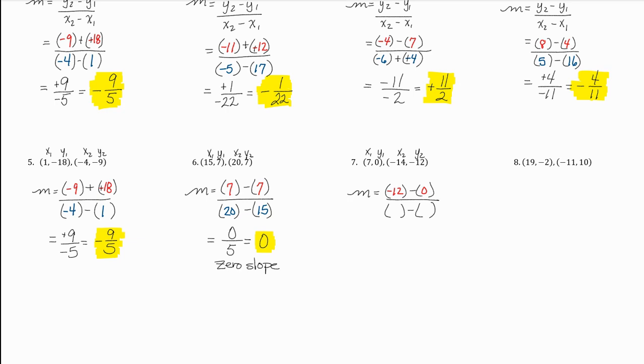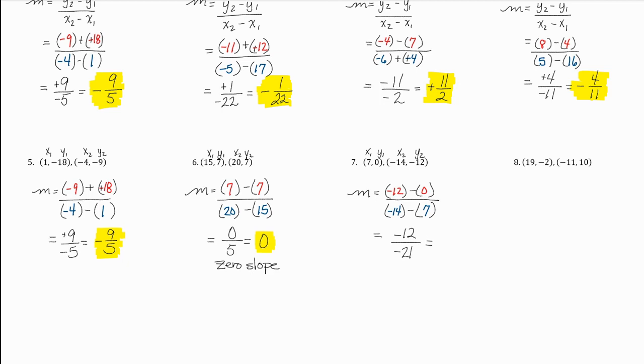And x sub 2 is a negative 14. And x sub 1 is 7. So simplify. Negative 12 minus 0 is a negative 12. And then I have a negative 14 minus 7. If I used my calculator, it would show me that it says a negative 21.